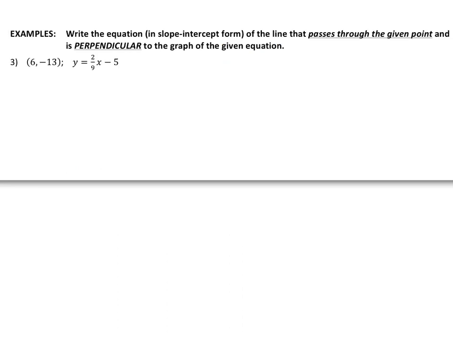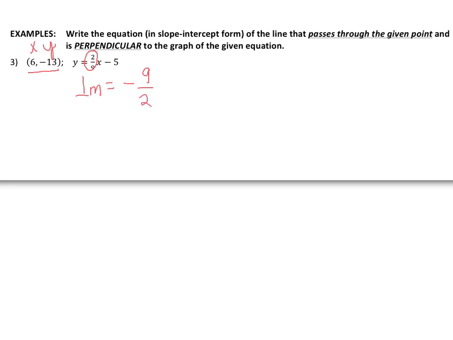Okay, in this last example, it says write the equation in slope-intercept form of the line that passes through the given point and is perpendicular to the graph of the given equation. So it's going to go through this point right here. So this is going to be an x and a y value for my equation, and it needs to be perpendicular to this line. Well, the slope of this line is 2/9. So the perpendicular slope would be the opposite, so it would be negative. Reciprocal, so I'm going to flip that, and so it would be 9/2.